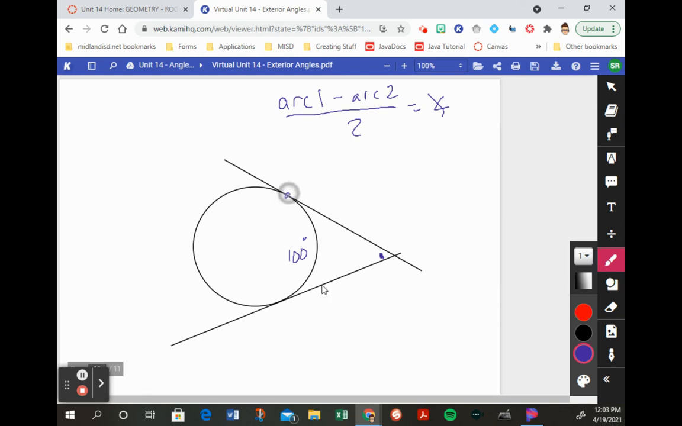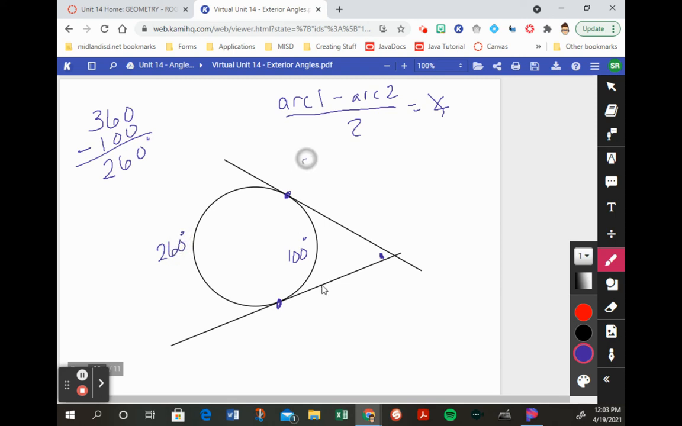I've got this point of tangency and this point of tangency. So what's happening to the rest of the circle? How much of the other circle do I have? I have 360 minus 100. That's 260 degrees left over. So this is 260 degrees.